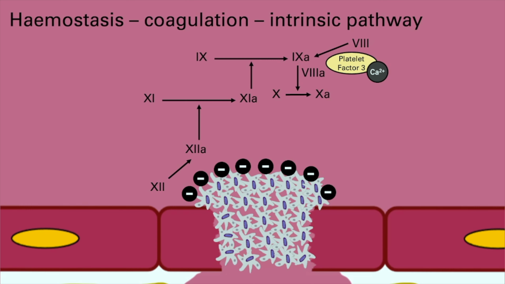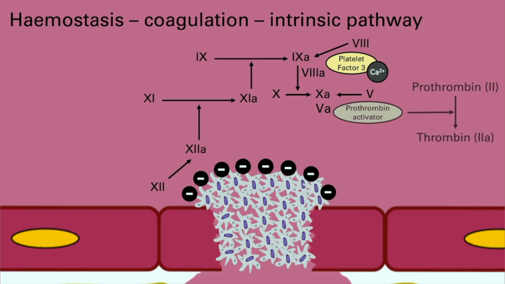Factor 5 associates with factor 10A, and this 10A5A complex binds a protein called prothrombin activator, which converts factor 2 into the active form. Factor 2 is also called prothrombin, and the active form, 2A, is thrombin. Thrombin is one of the central proteins in the coagulation cascade and interacts with circulating soluble fibrinogen, or factor 1.